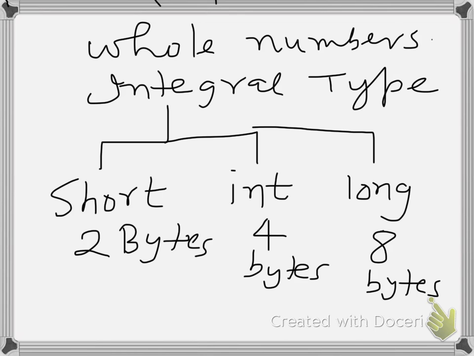Obviously, because of different bytes, short can store only up to 32,767 on the plus or minus side. Int can store more, and long can store even bigger. All right?